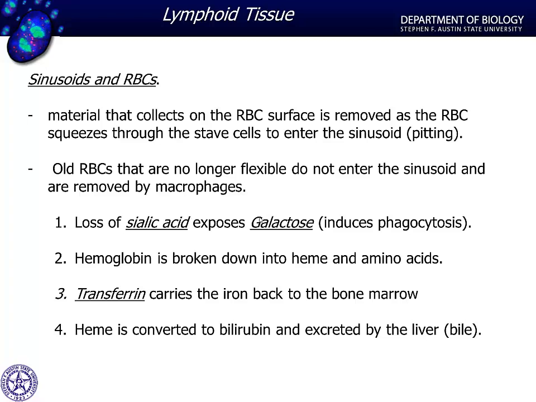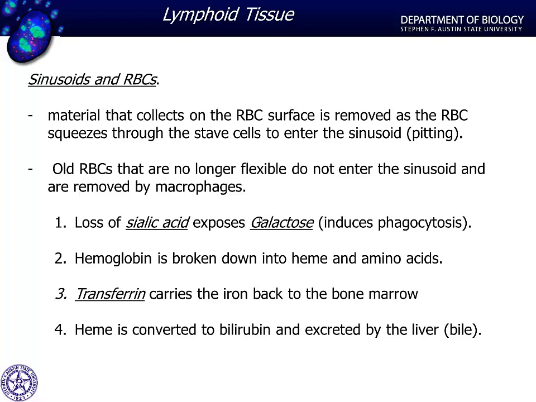Now, as red blood cells are squeezed through these small 2 to 3 micron openings, material that's collected on the surface of the erythrocytes is going to be squeezed out or removed. Some equate this to squeezing a zit. That's kind of a nasty analogy, but it's kind of what it is. It's called pitting. However, old red blood cells are so rigid that they are going to absolutely be shredded as they pass through. But then again, as they age, there is going to be a loss of sialic acid on the surface, exposing galactose residues, and this is going to increase the phagocytic attraction of macrophages to these old, dead, and dying red blood cells.